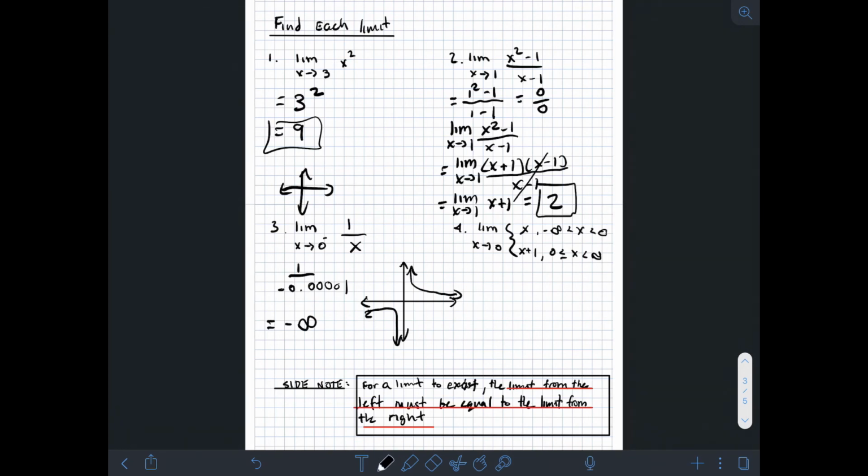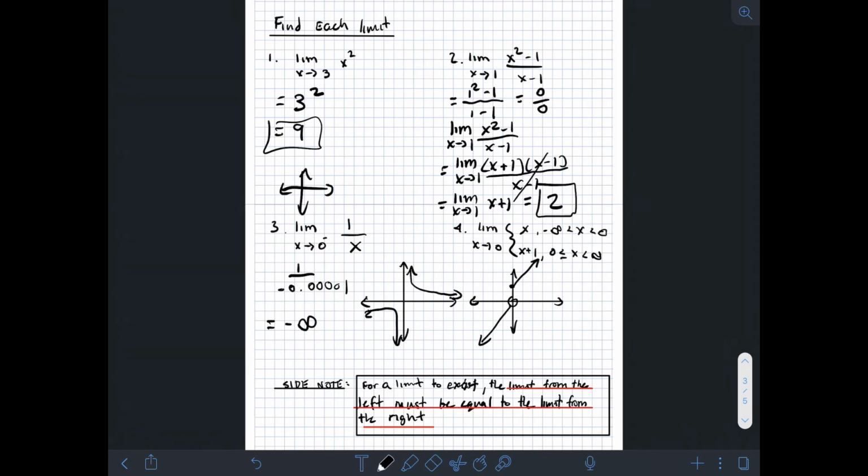For the next one, the first thing I'm going to do is draw a graph of this function. So we know that from negative infinity to 0, non-inclusive, the function is x. So I'm going to draw a little hole at 0. And we have x. Now from 0 to infinity, it's x plus 1. So I'm just going to move up one unit and then continue the function.